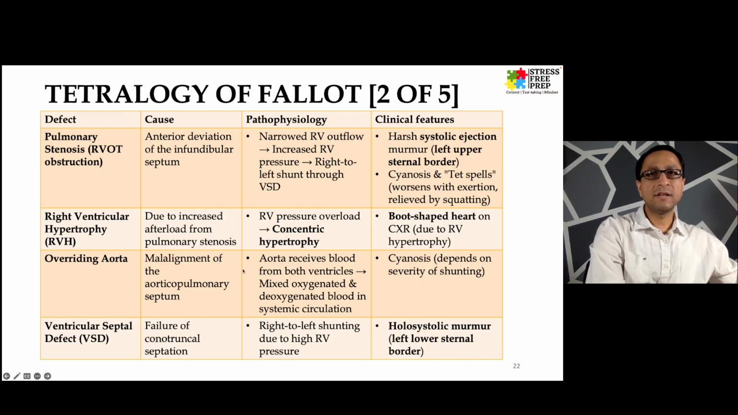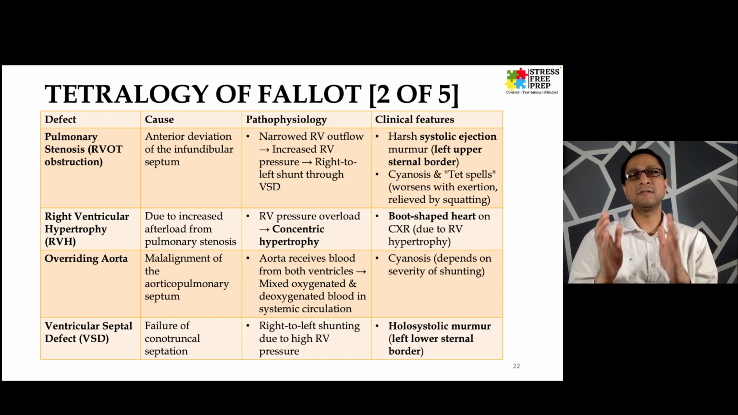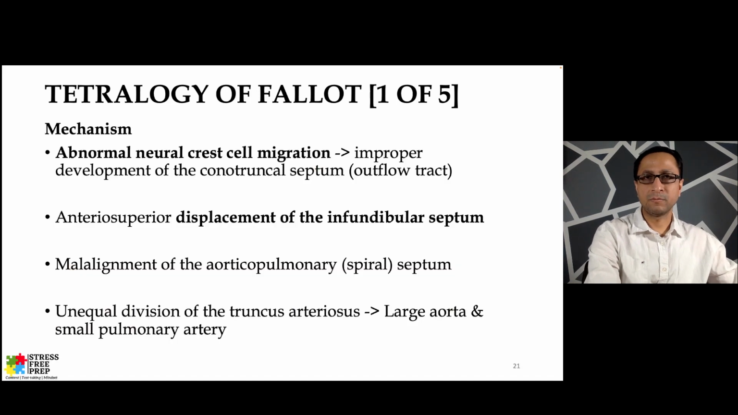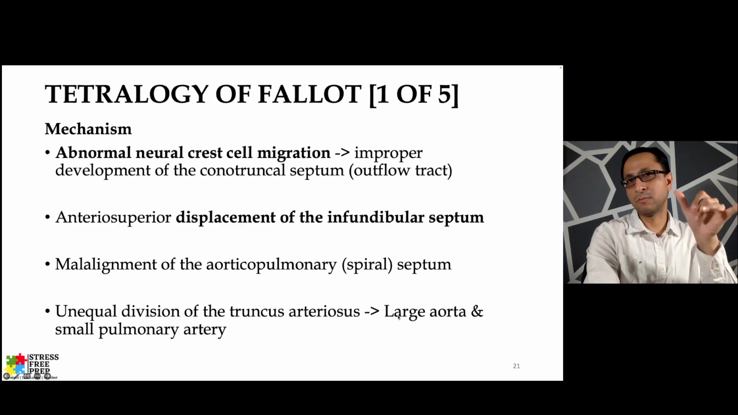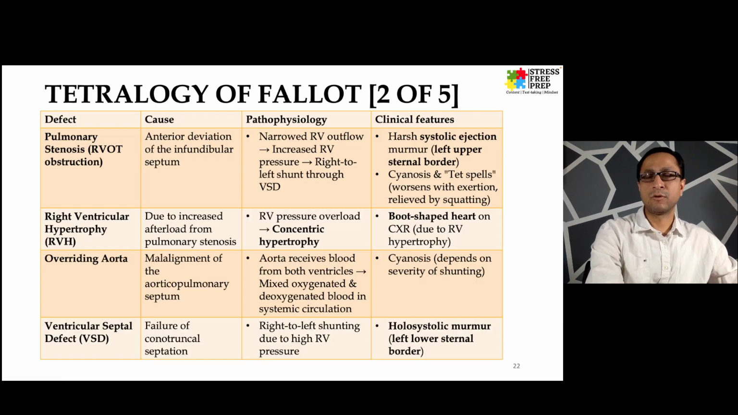The third defect is the overriding aorta. Overriding is the larger aorta that we had seen. The diameter of the aorta is a lot larger compared to the pulmonary artery. So that is the overriding aorta because of the malalignment of the aorticopulmonary septum.